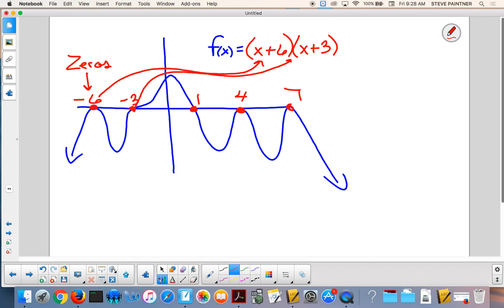Guys, are you doing this in your head? Like, you say x plus 6, when is that 0? When x is negative 6, right there. When x is negative 3, right there. What about 1? Where did 1 come from? What factor? X minus 1. Next. X minus 4. Next. X minus 7. Got it. We're done with the factors.